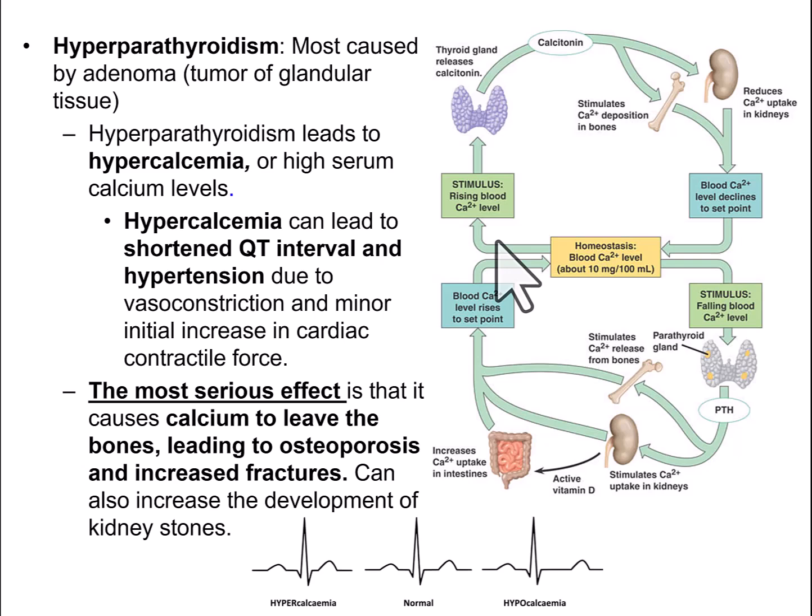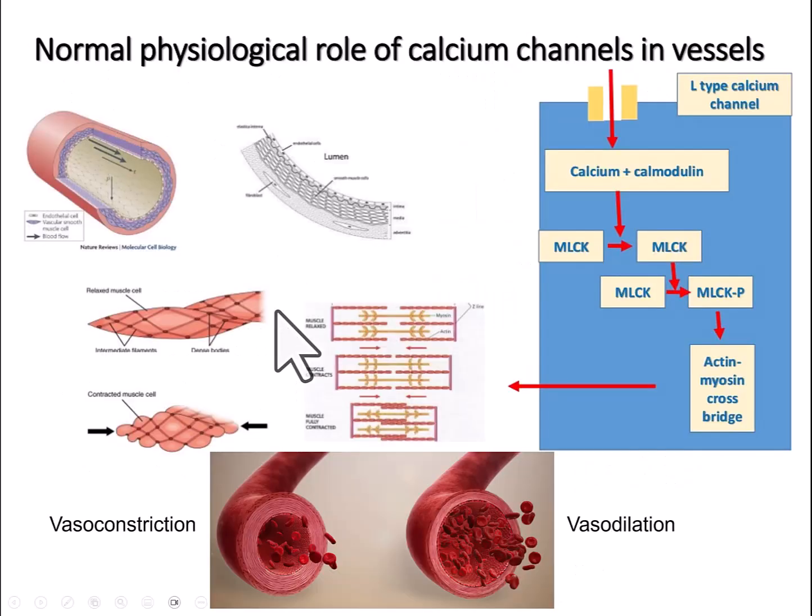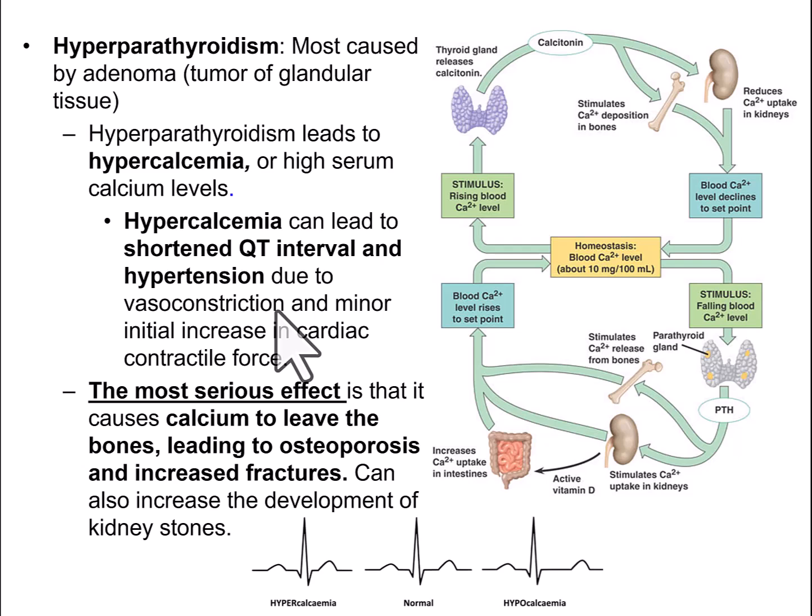But the most serious effect, and you want to star this, is that it causes calcium to leave bones, because hyperparathyroidism can cause osteoclasts to break down the bones, and it's going to remove calcium from bones in order to put calcium out into the blood. This can lead to osteoporosis and increased fractures. It can also lead to the development of kidney stones because of all this calcium in the blood. So parathyroid hormone has a very important role in calcium regulation.